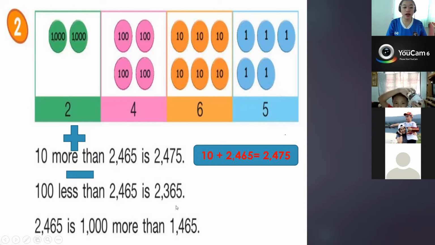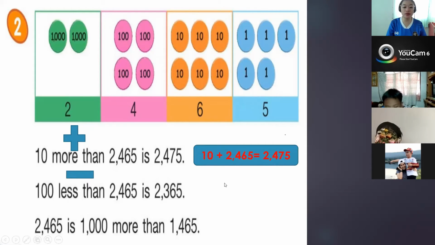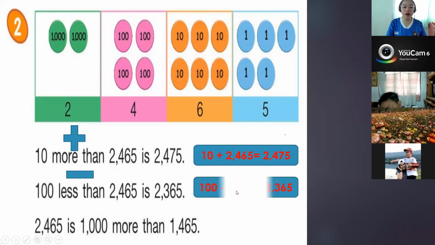Okay, so one more time. We are in 100 less than 2,465 is 2,365. So you're going to subtract 100 from 2,465 and it is equal to 2,365.